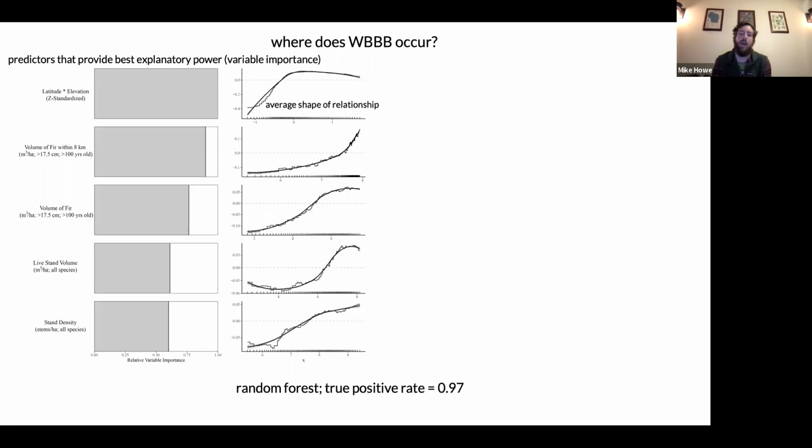Okay, so to begin with, we wanted to know where Western balsam bark beetle occurs. It turns out that the predictors with the highest variable importance for this model are latitude by elevation, so this is latitude in meters multiplied by elevation in meters, and then Z standardized, followed by the volume of fir within 8 kilometers, but volume of fir greater than 100 years old. And then the third most important is the volume of fir within a given 1 kilometer squared pixel. It turns out that this model was able to correctly predict where Western balsam bark beetle occurred 97% of the time.